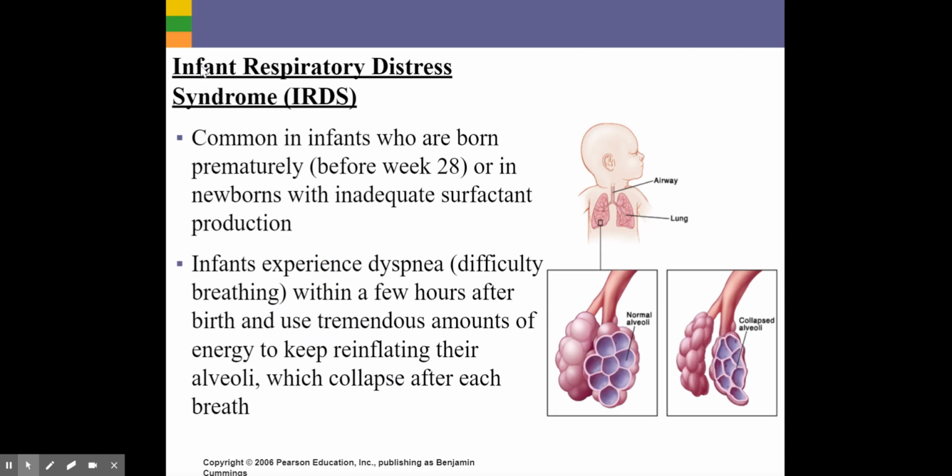Another one we see is infant respiratory distress, or IRDS. It's common in infants who are born prematurely, and again, it's due to that surfactant production. They just don't have enough of it yet. Infants in those cases experience dyspnea, and after a few hours they're expending a tremendous amount of energy to inflate their lungs, and in some cases that can cause a lung collapse.